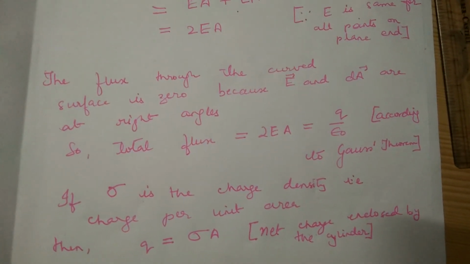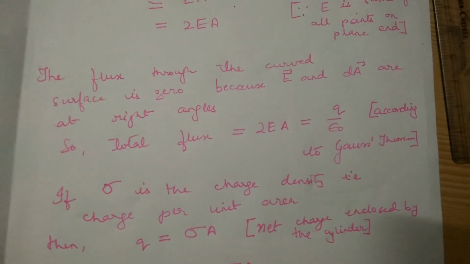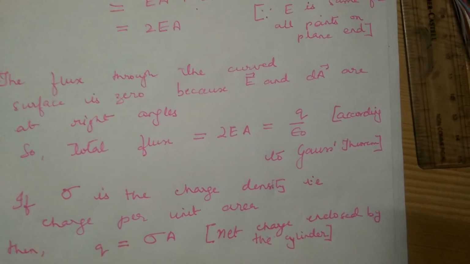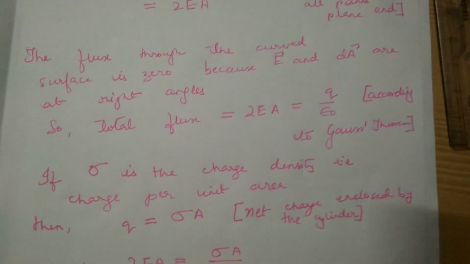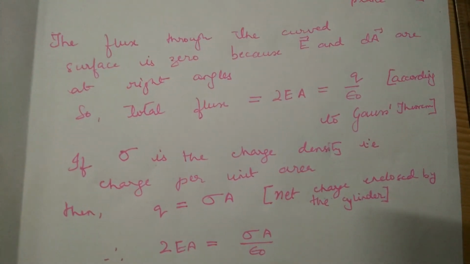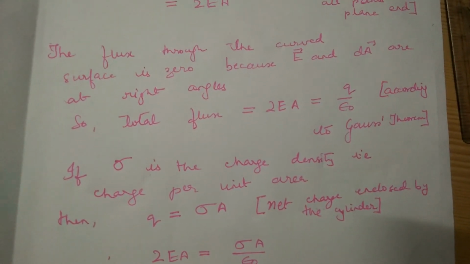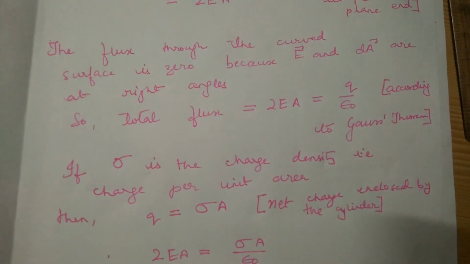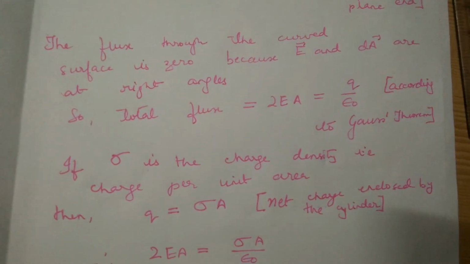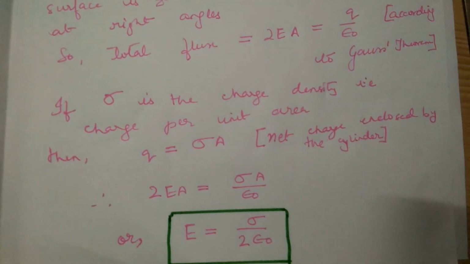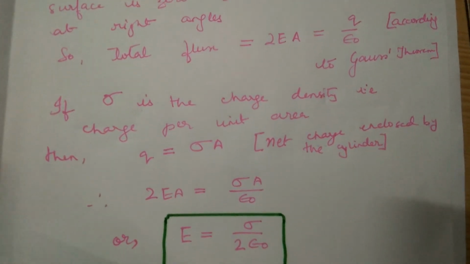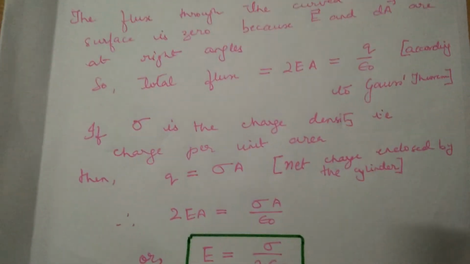So what is the charge enclosed? Q equals sigma A, which is the net charge enclosed by the cylinder. So now we can equate twice EA equal to sigma A divided by epsilon naught, which is the permittivity of free space. And we get the final expression: E is equal to sigma by twice epsilon naught.